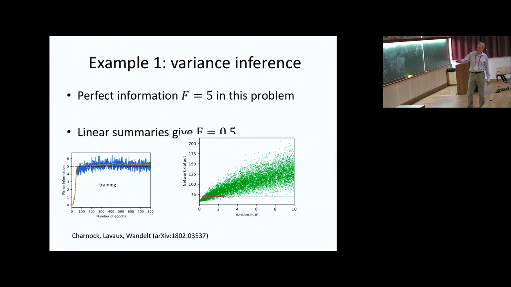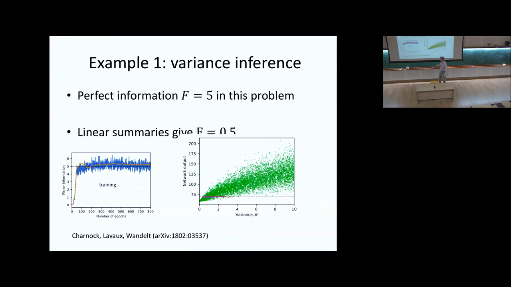Here's what happens with this neural network. You start the training process, and you calculate the Fisher information as you train. You see that very quickly it finds a function of the data that has information 5. The Fisher information is 5. The blue is the training set, and then there's a validation set, which you see overlaid there. So the network finds a summary statistic that has high amounts of information, in fact maximal information about the underlying variance.